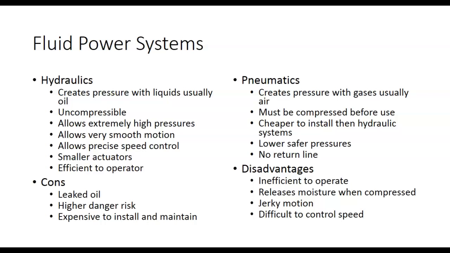Then we have pneumatics. So we create pressure with gases, usually air, which must be compressed before we can use it. It's cheaper to install than hydraulics. It's a lot safer pressure because we don't require return lines. It's inefficient to operate. It releases moisture when it's compressed, so we've got to have something to get rid of the moisture in our system. Jerky motion, and it's very difficult to precisely control the speed of an actuator. You can get it okay. So if speed is not extremely critical, then pneumatics works fine.